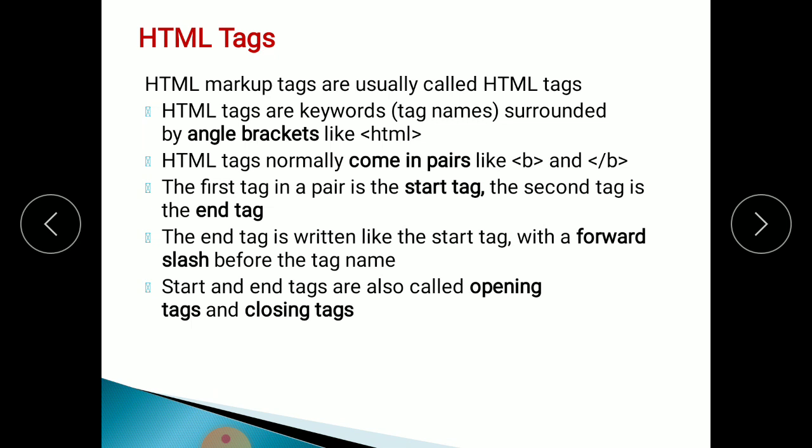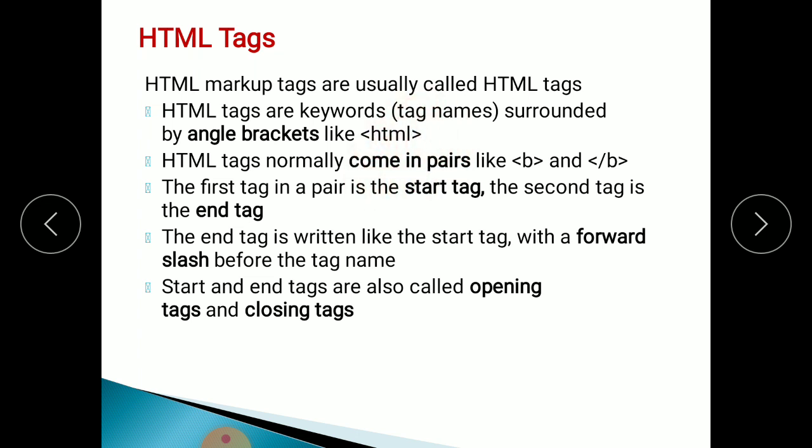Okay, see, hypertext markup language tags. Hypertext markup language tags are usually called HTML tags. HTML tags are keywords. We can call them keywords, meaning tag names surrounded by angle brackets, like this: html. Here html is a tag name, and surrounding it we use two angle brackets. This is the format to write any particular tag in HTML.